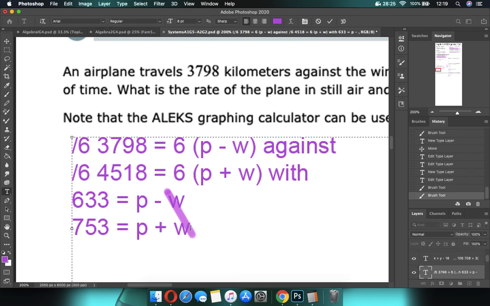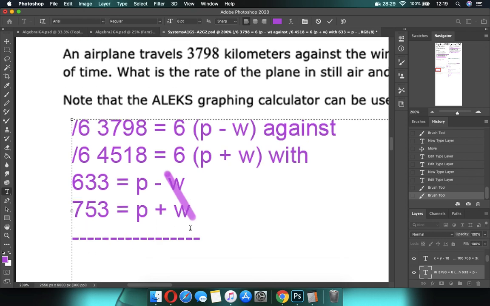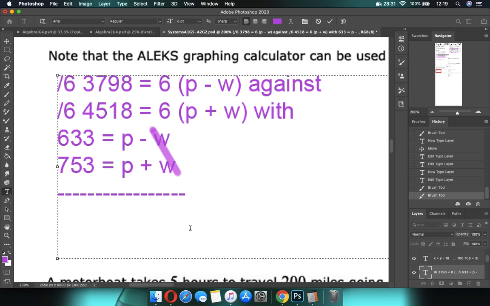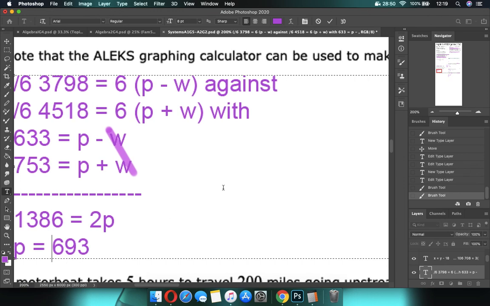All right, so we're actually going to do the thing. We're going to add this out. What is 633 plus 753? That is 1386 equals 2P. So divide by 2, P, your plane in still air, equals 693. There you go. And again, you have the choice of what equations you want to plug it back into.